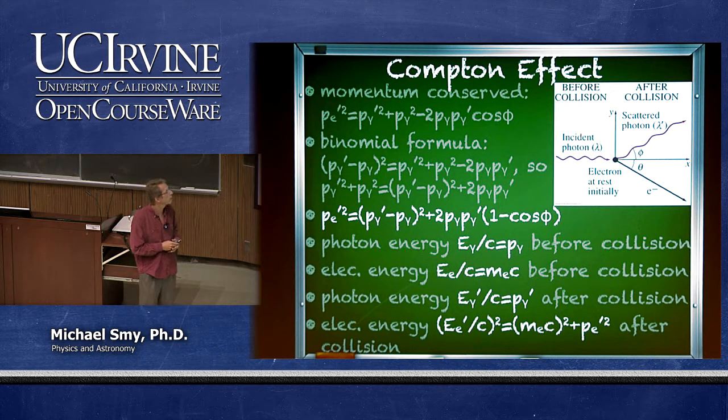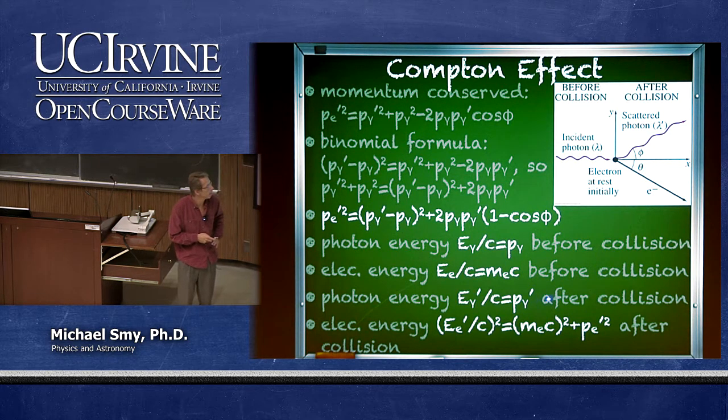Now we're using energy conservation. So first of all, the photon energy before the collision is E gamma, and if we divide that by the speed of light, then we get the initial momentum, P gamma. And the electron energy is initially, since the electron is at rest, just the rest mass of the electron times the speed of light square. If I divide by the speed of light, then I get just the rest mass of the electron times the speed of light. Then after the collision, I get E gamma prime, and dividing by the speed of light gives me P gamma prime.